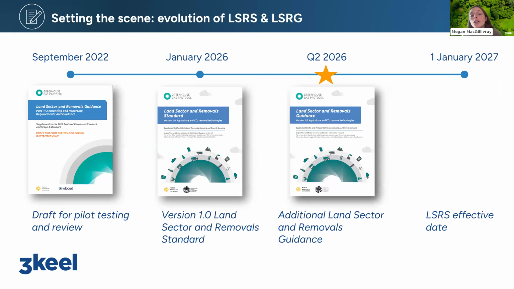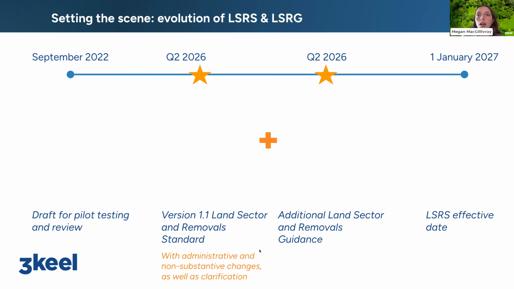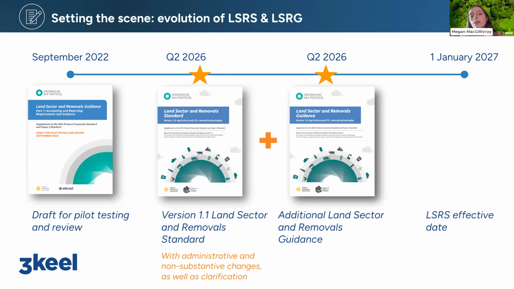Thanks, Catherine. So following the publication of the land sector removal standard in January, I guess the next question is, where are we now? So at the start of this month, the Greenhouse Gas Protocol launched the land sector removals guidance, which provides additional guidance and clarification on aligning with the requirements that are nested within the land sector removal standard. Alongside the guidance, version 1.1 of the land sector removal standard was published, but this just contains administrative and non-substantive changes and clarifications.